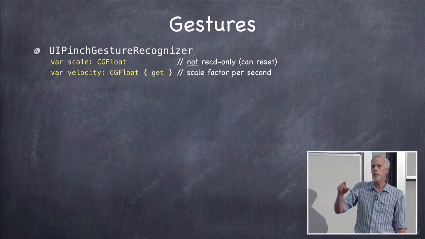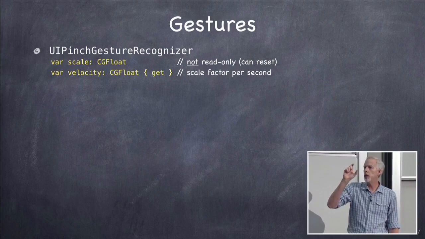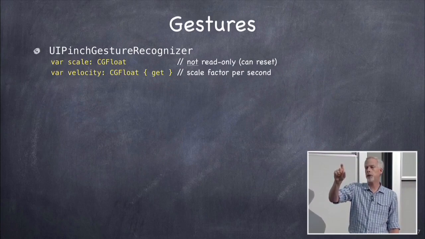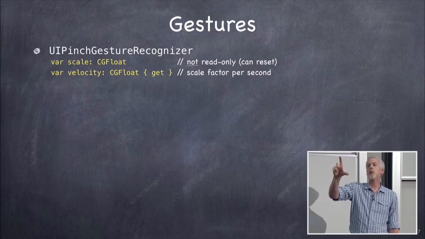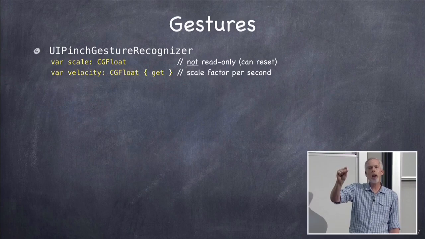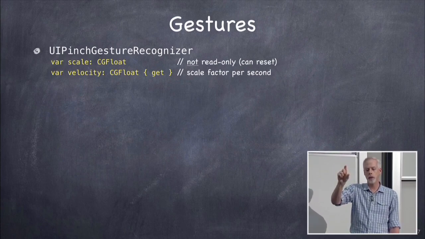There's pinching. Pinching is going to give you the scale. So I put my fingers down, 2 fingers on the screen, and now the scale is 1.0. If I put my fingers twice as far apart, now the scale is 2.0. If I go down to half as small, now the scale is 0.5. Okay? So that's what pinch is doing. It's just constantly reporting what the scale is relative to when the pinch started.